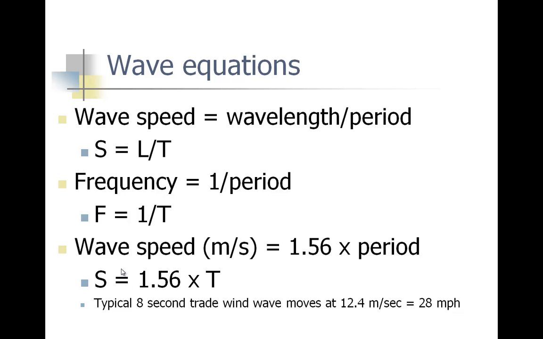Wave speed or celerity is usually given in meters per second. Universal unit of both time and distance. And then what we do is we take the period again, number of waves per second, and actually multiply it by 1.56. So if you had a wave that was traveling at 20 seconds between waves, and you multiply by that, you can get it. And a typical ocean wave has an 8-second period. These are called trade wind waves, and at that period they're actually moving at 12.4 meters per second, or 28 miles per hour, a little faster than what you drive through a neighborhood.